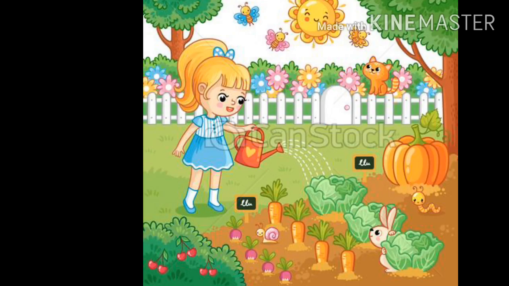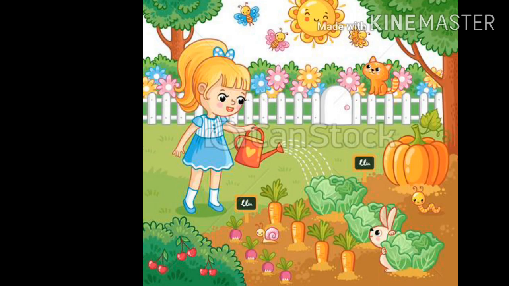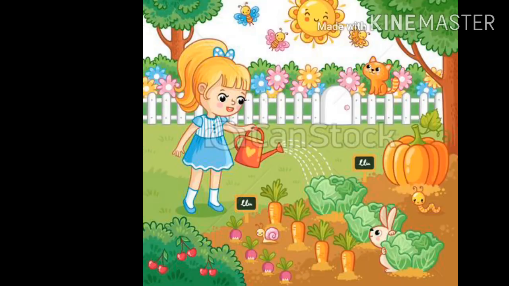What else do you see in that picture? There are many butterflies. What are the butterflies doing? The butterflies are flying in the garden. And the sun? Look at the sun. The sun is smiling. The sun is very happy. So we can say that the sun is shining brightly. And near the vegetables, can you see a teeny weeny worm over there? What is the worm doing? The worm is crawling on the mud. So there are different activities that you can see in that garden.